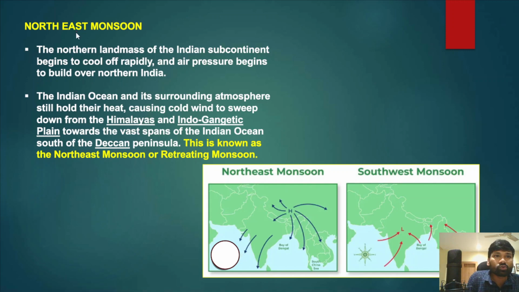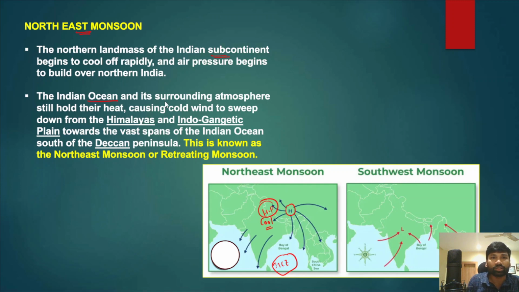Again, the northeast monsoon is also another very important monsoon type. So this is the northern landmass of the Indian subcontinent, and this is how the northeast monsoon works. Right, so in the northeast monsoon there will be a high pressure area, and the intertropical convergence zone would be shifted towards the Indian Ocean. So the northern landmass of the Indian subcontinent begins to cool. Now because of the cooling, a high pressure area would be created. Okay, so the high pressure area starts to be built over the northern part of the Indian subcontinent.